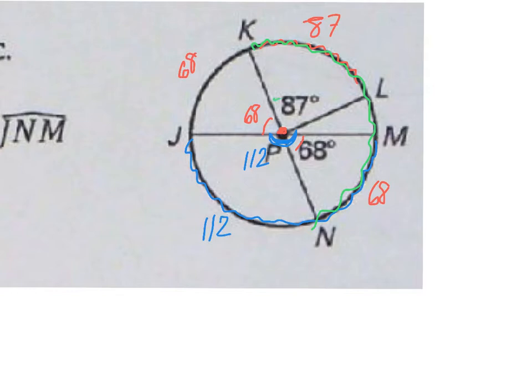So all three of these angles together are going to add up to 180. That makes this central angle 25. So this short little arc here is 25. As soon as you have all of them filled in, then you can easily find the measurements of these arcs.